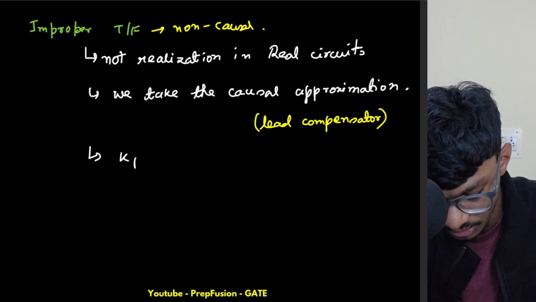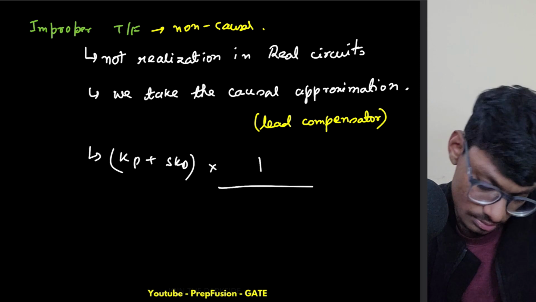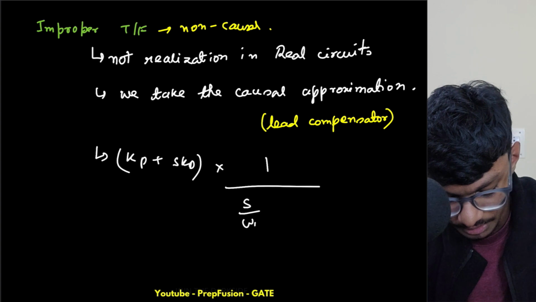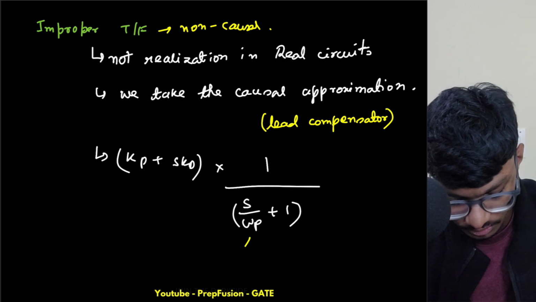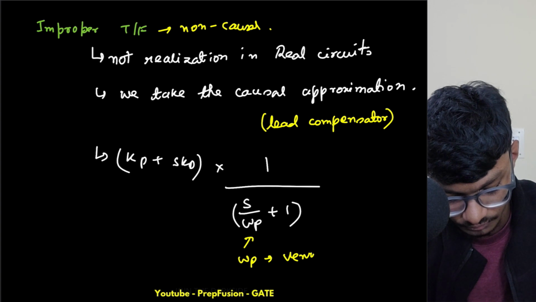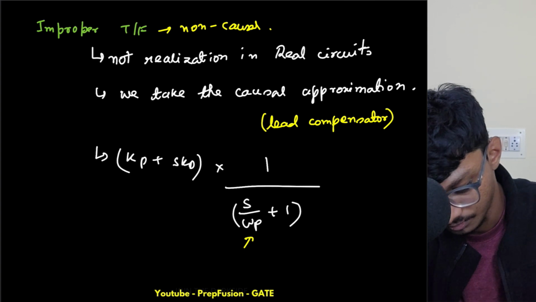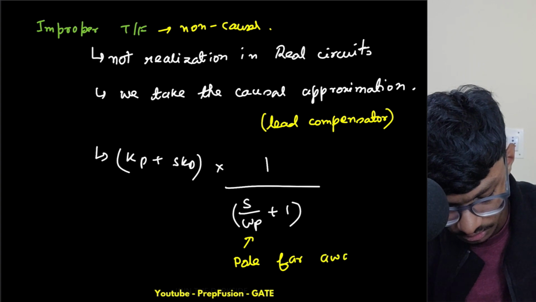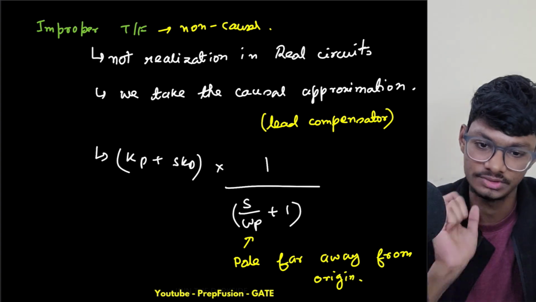So basically what we do is we have this Kp S Kd, right? Now we multiply 1 upon omega p plus 1. So this omega p is very high, very high. I will write: pole far away from origin. Okay, pole is very far away from origin.